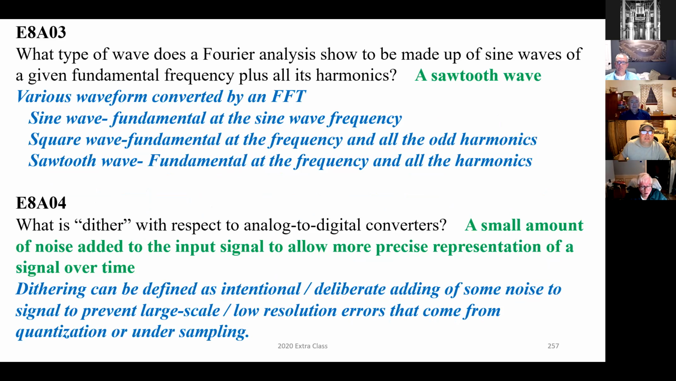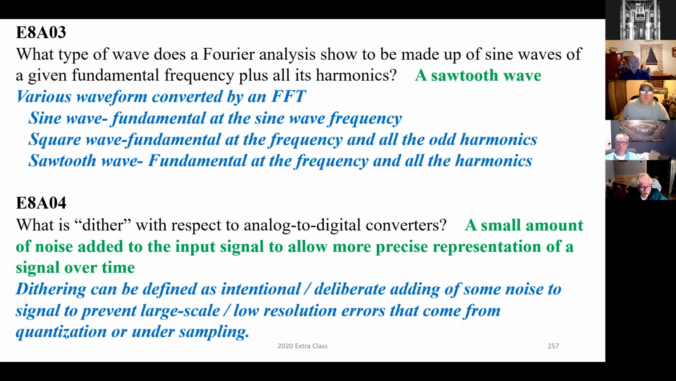What type of wave does a Fourier analysis show to be made up of sine waves of a given fundamental frequency plus all its harmonics? And the type of wave would be a sawtooth wave. What is dither with respect to analog to digital converters? It is a small amount of noise added to the input signal to allow more precise representation of a signal over time.